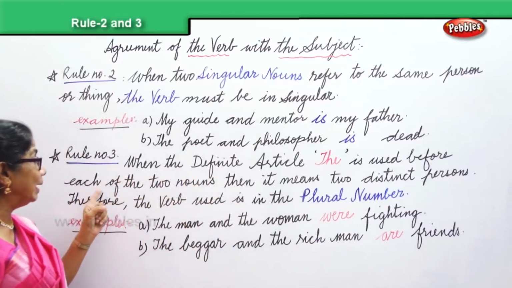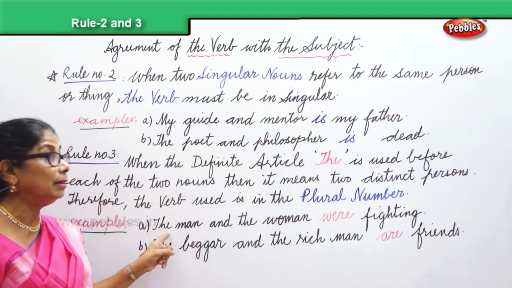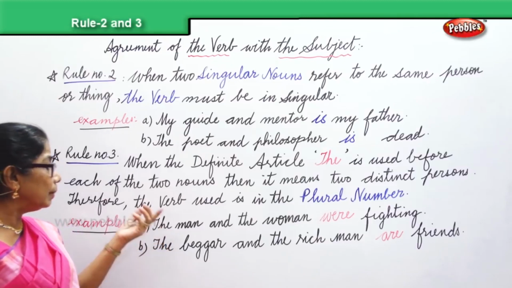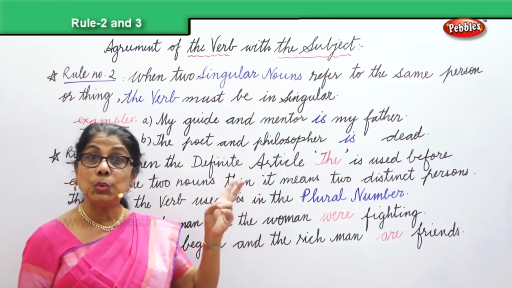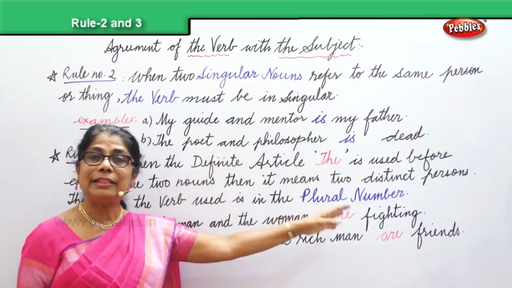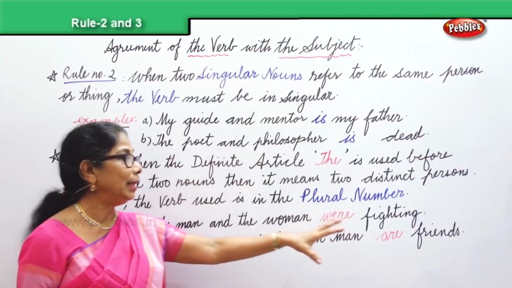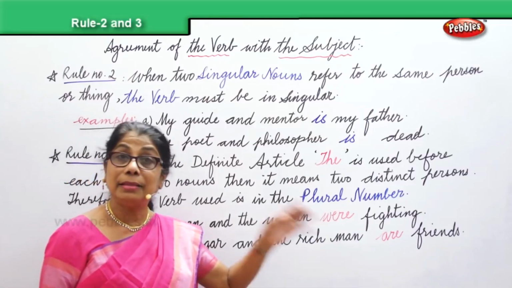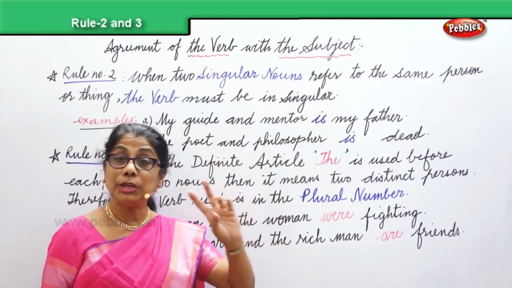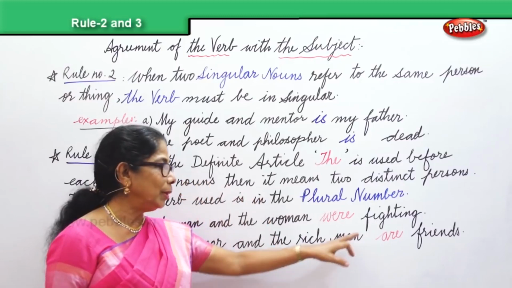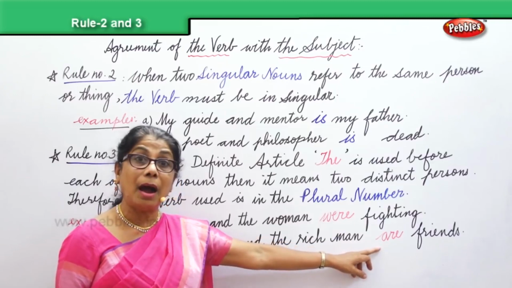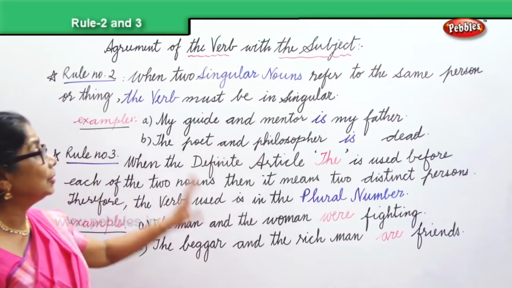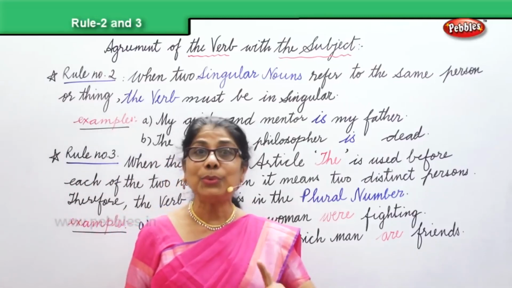And the third rule says, when the definite article the is used before the nouns, the man, the woman, there are two distinctive persons, then the verb has to be in the plural form. The beggar and the rich man, both are two distinctive persons. So we take the plural number, are friends. So it all depends. So now we have done three rules and we have more rules to go.